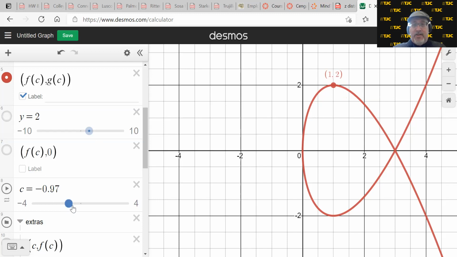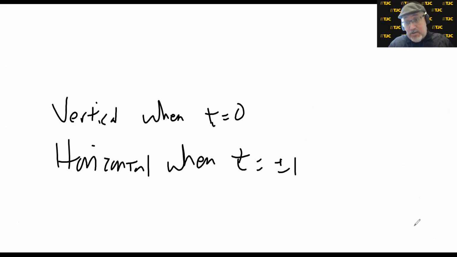Same thing for the vertical, there was only one vertical tangent line, and that was when t is equal to 0. And we had 2 horizontal tangent lines, one at the top and one at the bottom. One when t was equal to 1, one when t was equal to -1. But which is which? Let's find out. All we have to do to find the actual points is go back to the parametric equations. Hold on, folks. Go back to the parametric equations and stick in t equals 0 and t equals plus or minus 1.